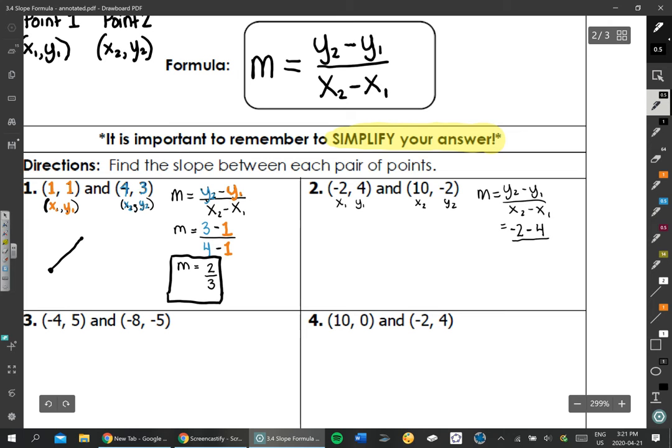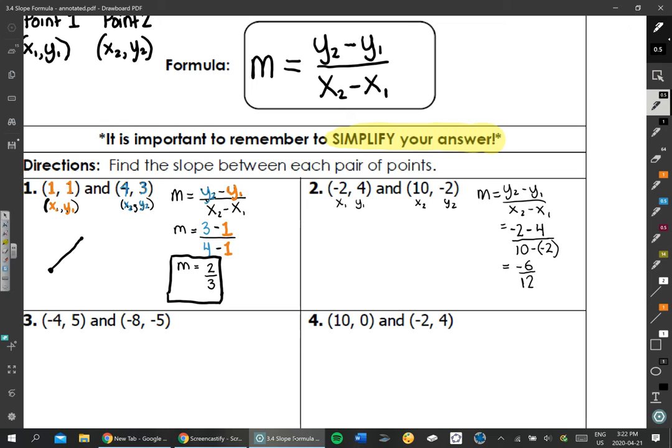Now we're going to look at the x values. x2 is 10, and x1 is negative 2. So 10 minus negative 2. You have to pay attention to the negative signs, because look, that is a double negative. And if you don't notice that, you're going to get the wrong answer. So this will become negative 2 minus 4 comes to negative 6. 10 minus negative 2 becomes 10 plus 2. So that becomes negative 6 over 12.